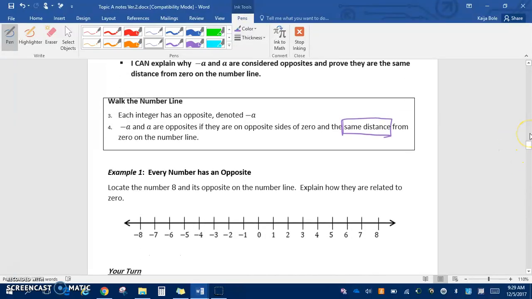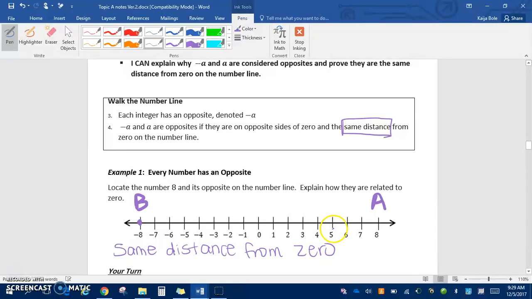So example 1 says locate the number 8 and its opposite on the number line. So we know that 8 is down here. I'm going to put a circle and I'm going to call it point A. And then the opposite of 8 would be negative 8 all the way down here. I'm going to call it B. And then it says explain how they're related to 0. So we know that 8 and negative 8, they have the same distance from 0, right? If you count, A would be 8 spots to the right, B would be 8 spots to the left. So we can say that they have the same distance from 0.